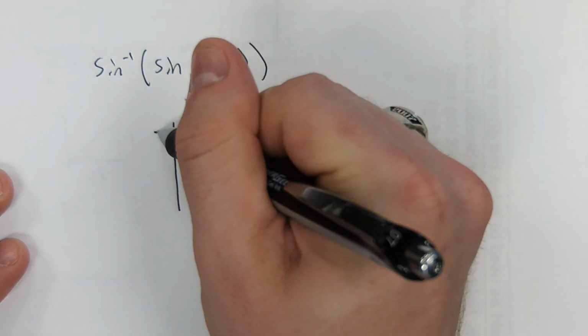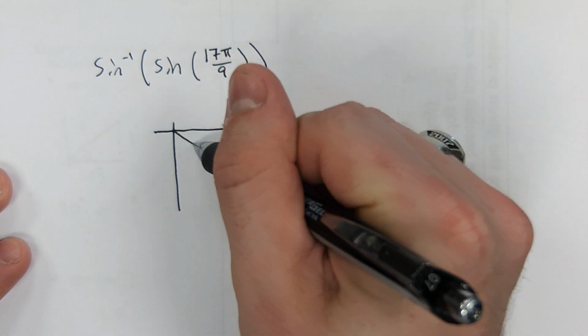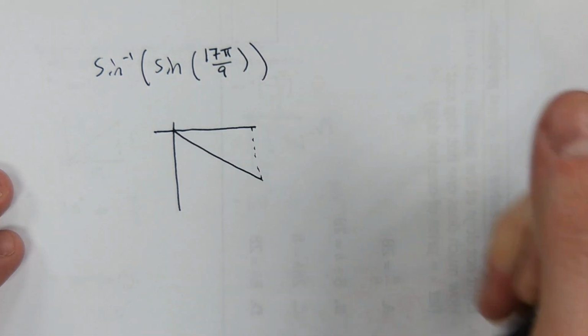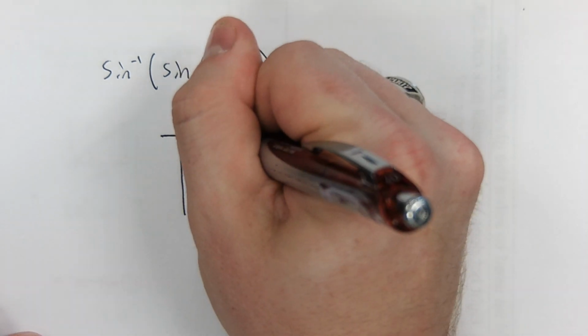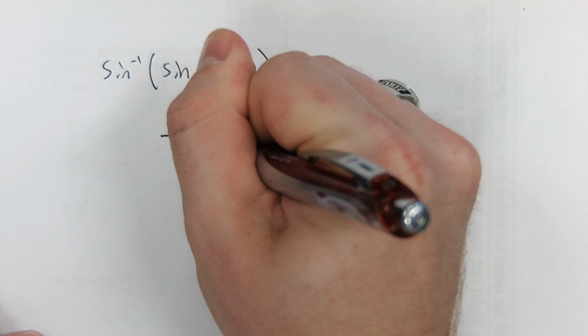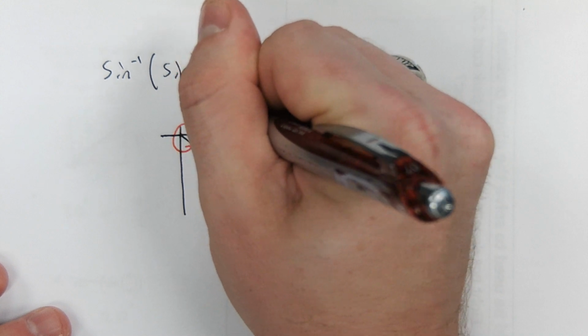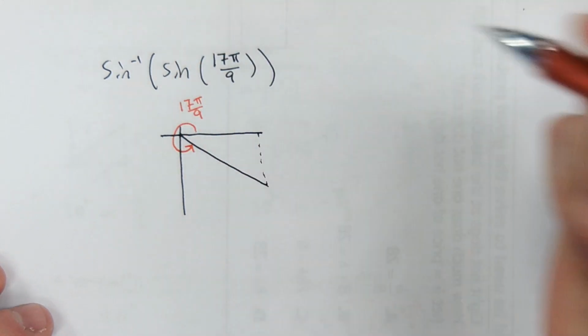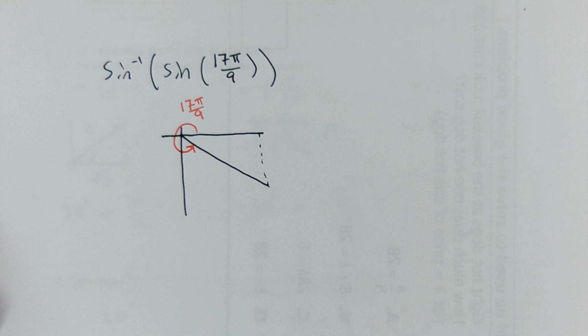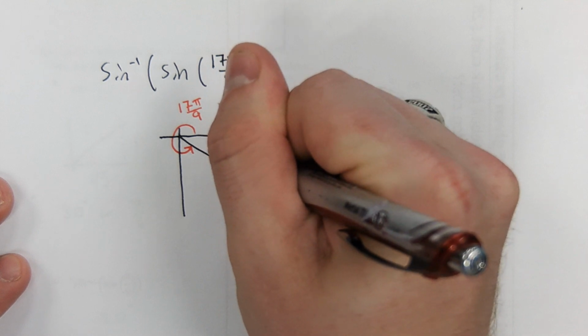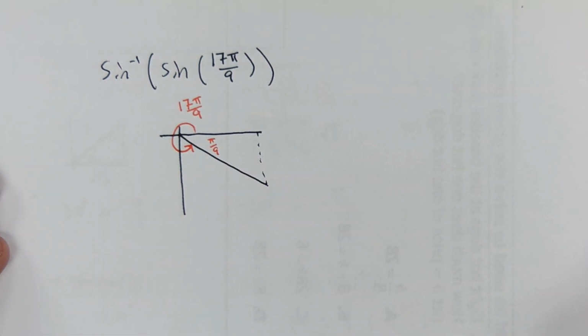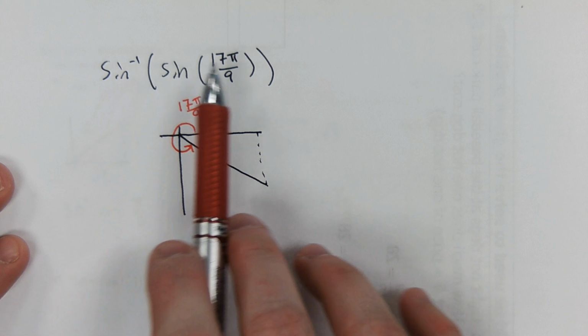So here's what I'm going to do. I'm going to draw quadrant 4. Picture not drawn to scale. This is just so I have something to look at. And I'm going to say from, oh no, here to here, this is my 17 pi over 9. That means the angle on the inside, what's left is a pi over 9, correct? Which is 20 degrees. Pi over 9 or 20 degrees. The question says, what is sine inverse of that?